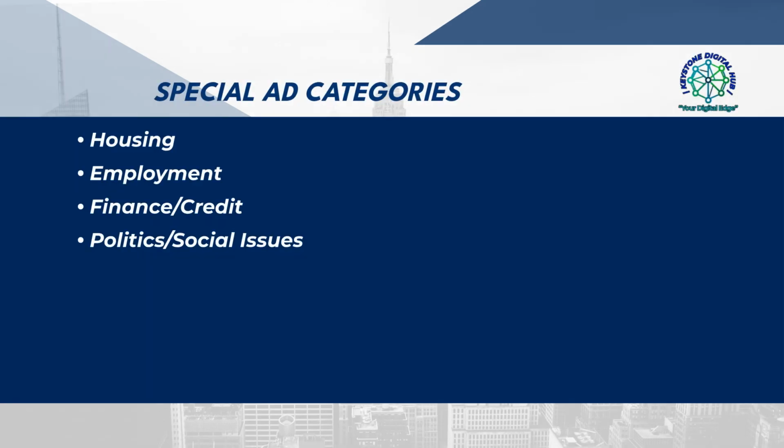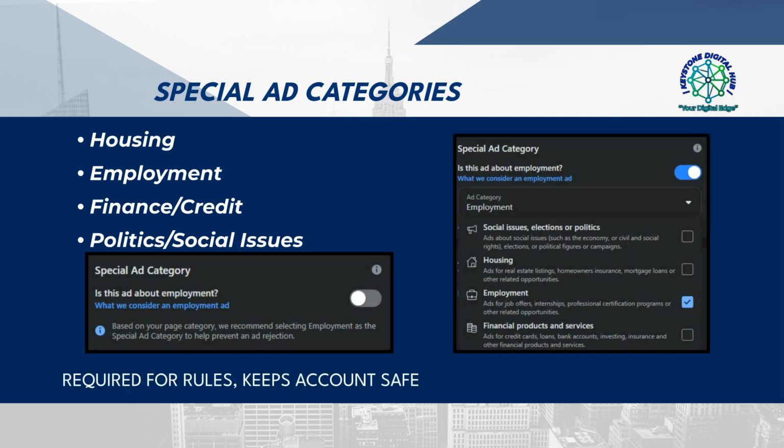Special ad categories cover areas like housing, employment, finance/credit, and politics/social issues. Declaring these is required to follow rules and helps keep your account safe from ad rejections.